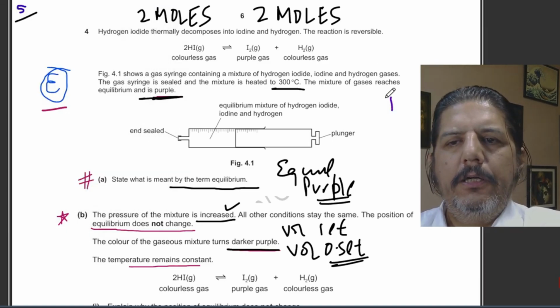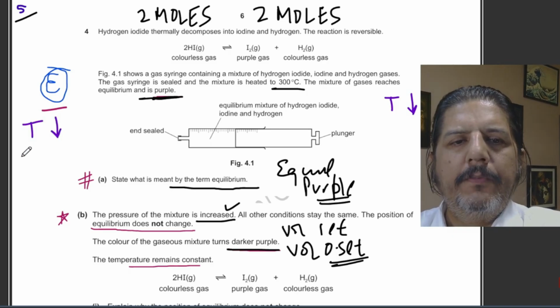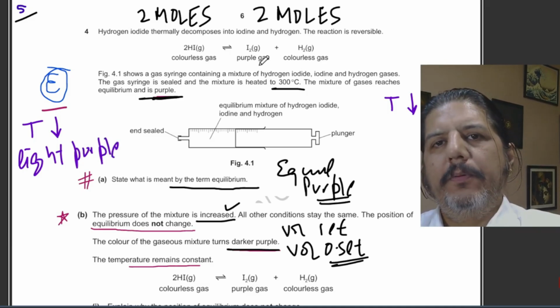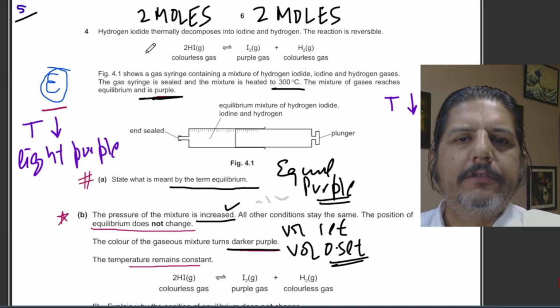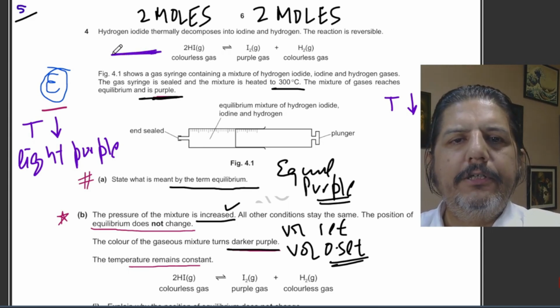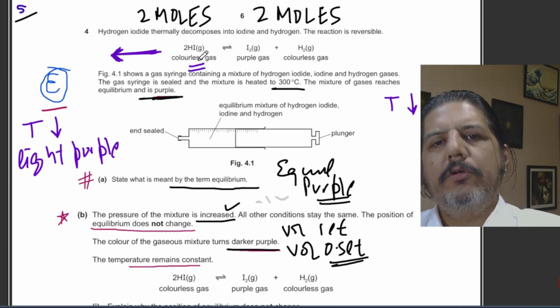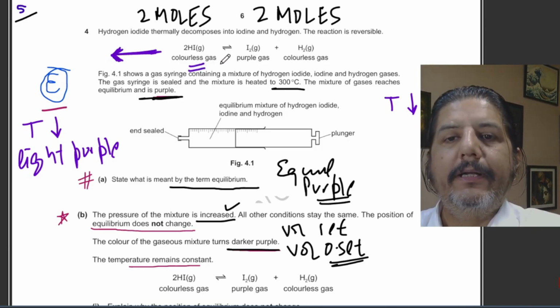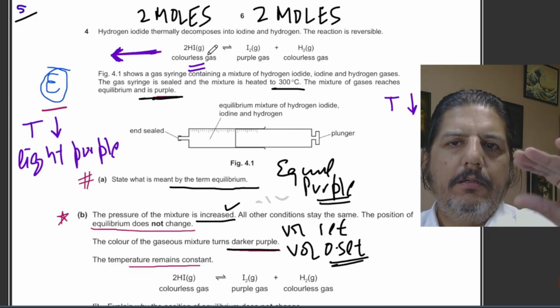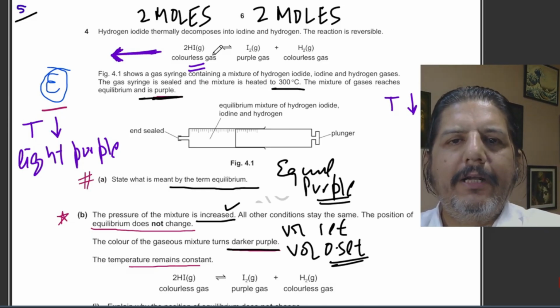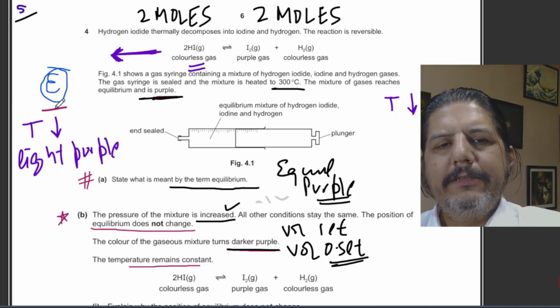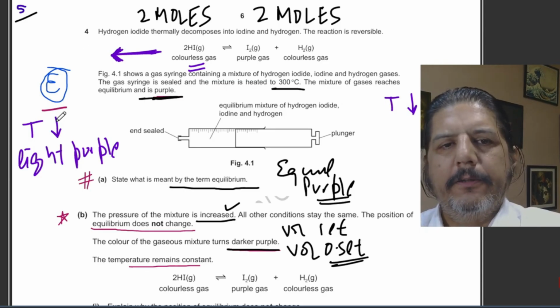Let's discuss this. See, temperature is decreased. Write it here. Temperature is decreased. The light purple it becomes. Light purple. Which means, because the forward reaction is purple and on the left side it is colorless, the reaction would have shifted to the backward direction. Because more amount of colorless gas would have been made, and that is why the purple lost its color, like it became lighter purple.